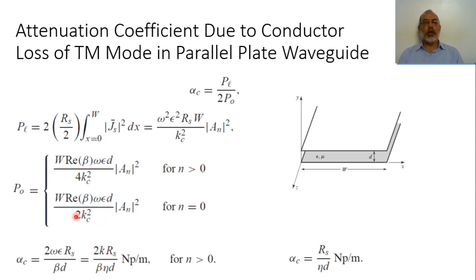And already we have a factor of 2, so it would be Rs over eta d. This is the attenuation due to the conductor loss for the transverse magnetic mode in the parallel plate waveguide.